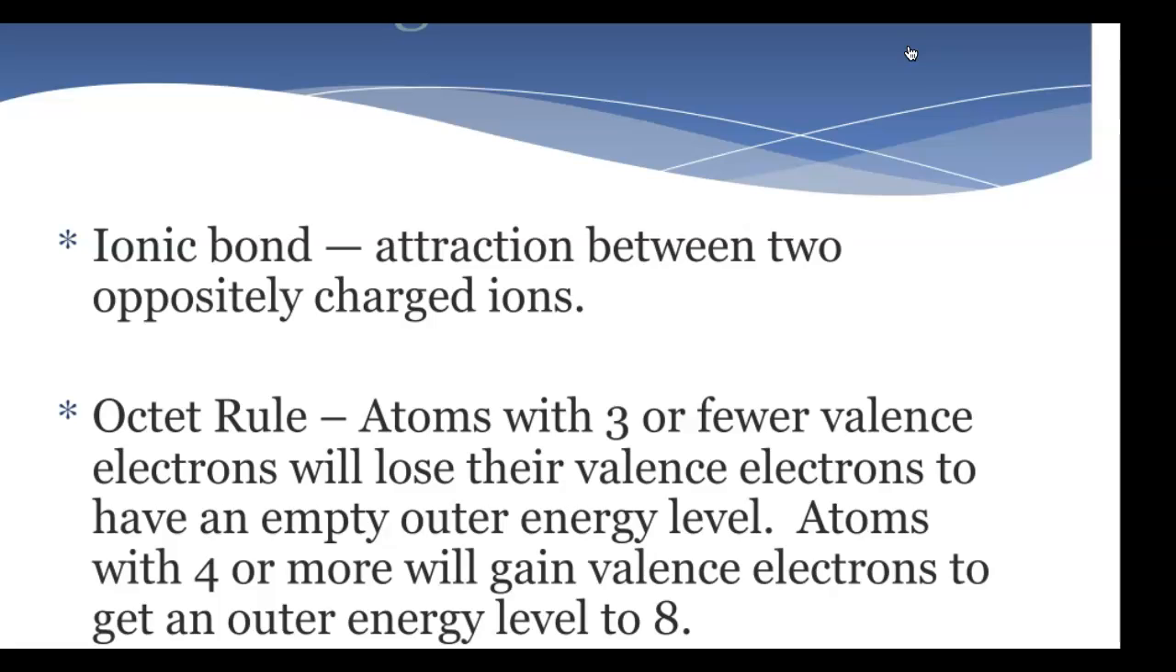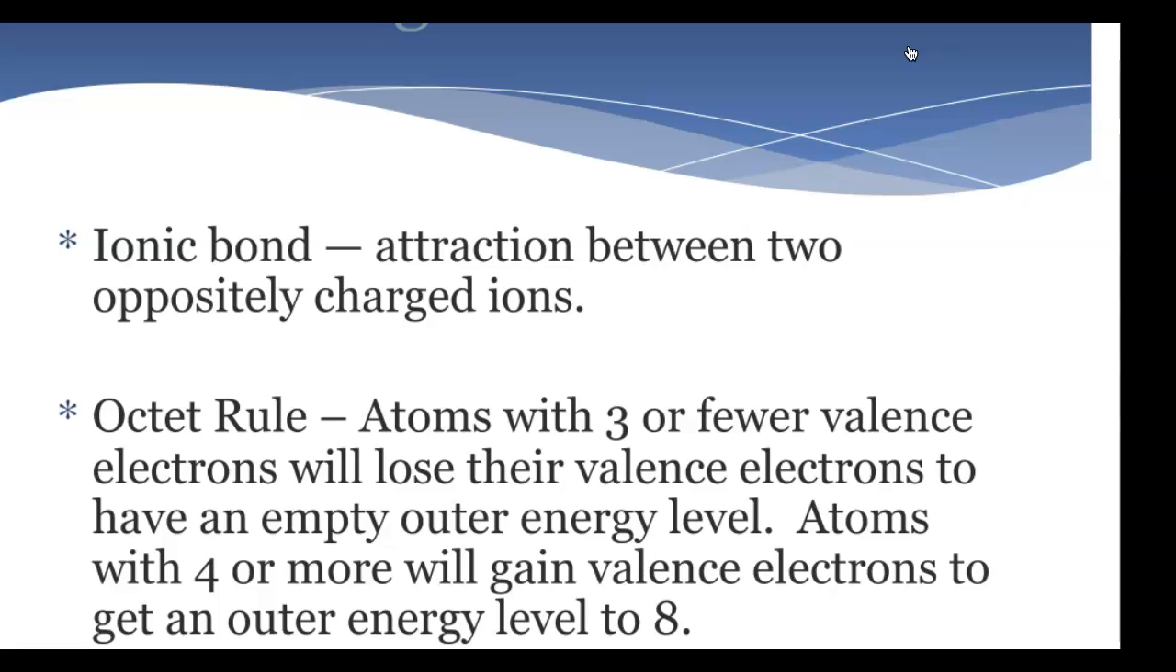Now, there's a special rule called the octet rule, which says anything that has 3 or fewer valence electrons is going to lose their valence electrons. It's not an option. They will give them up. They do that because that outer energy level, which has those 1, 2, or 3, is kind of uneven. That outer energy level can hold up to 8 valence electrons. When you have 8 valence electrons, you are very stable. You're not going to bond with anything.